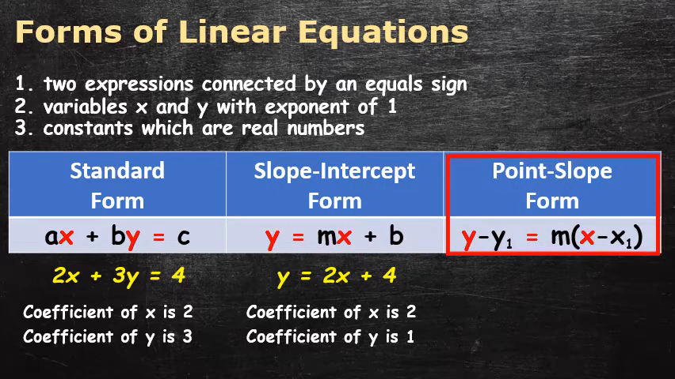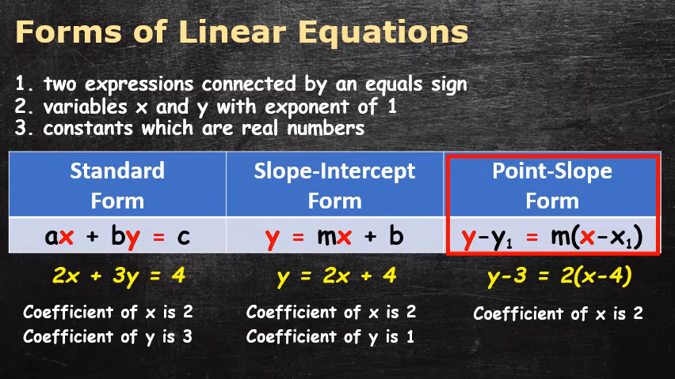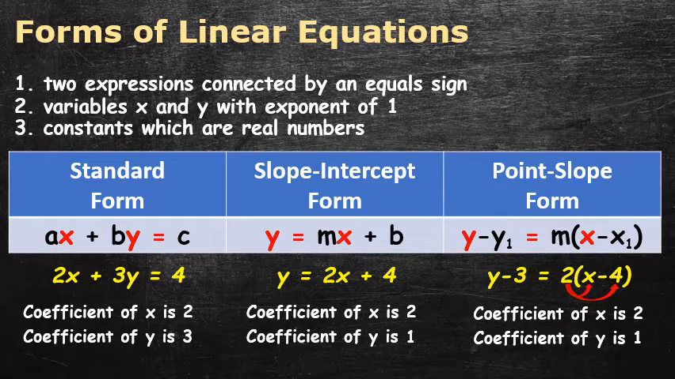Sa point-slope form, gamit ulit ang mga constants na 2, 3, at 4, pwede nating isulat ang equation as y minus 3 equals 2 parenthesis x minus 4 close parenthesis. Dito, ang coefficient of x is 2 dahil sa distributive property of multiplication. Ang coefficient naman of y is 1 dahil sa identity property of multiplication.